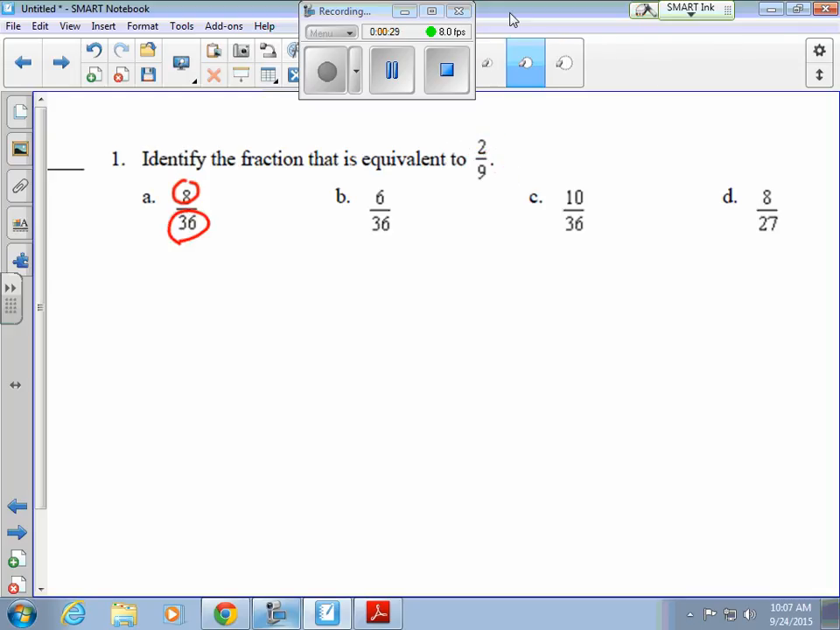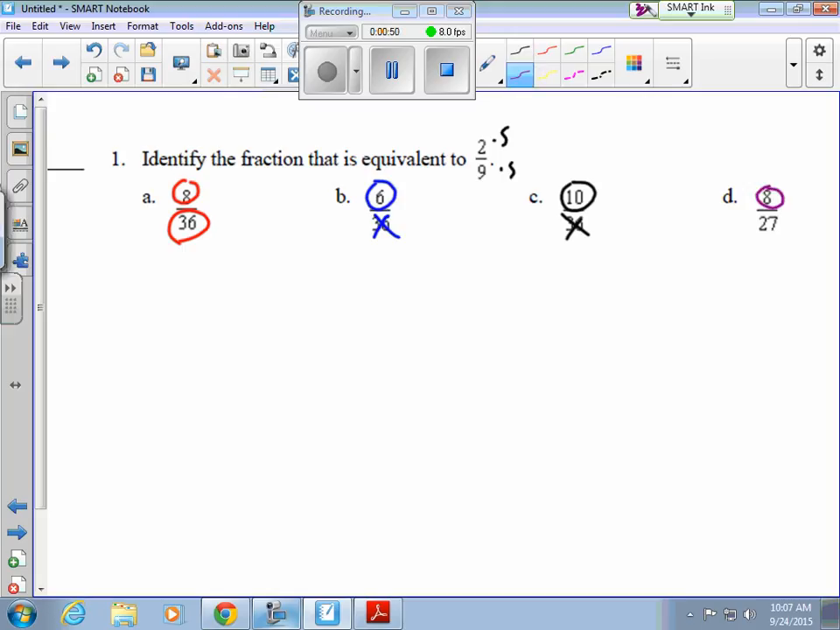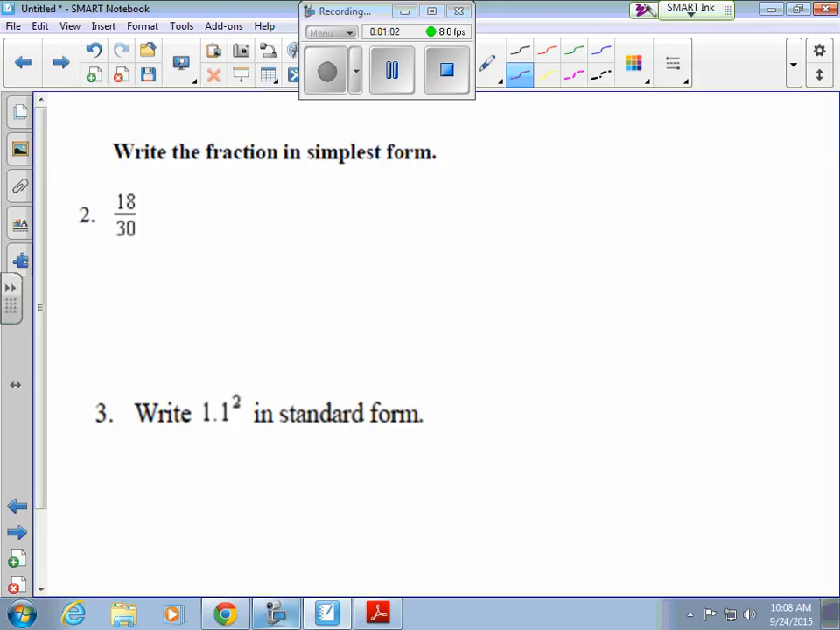When you change 2 to 6, for this one, you have to multiply by 3. 9 times the same 3 is not 36. To get from 2 to 10, it would be times 5. This one times 5 is not 36, it'd be 45. And then to get to this one here, 8, you'd have to multiply by 4. This one times 4 would be 36. That one's not it either. So A is the only one that works: 8 over 36, by multiplying both the top and the bottom number by 4.